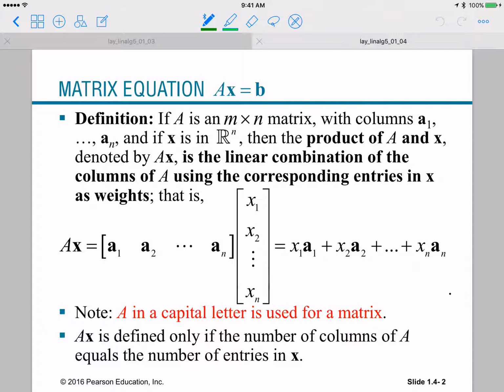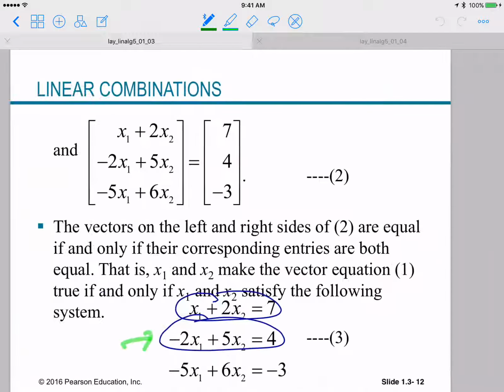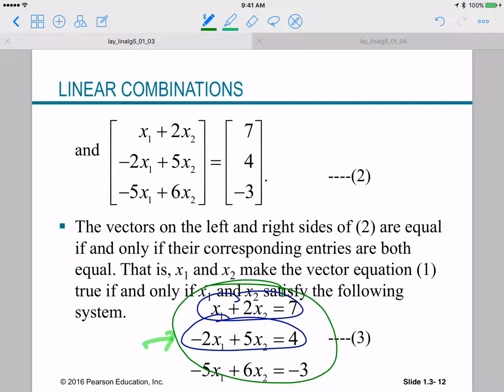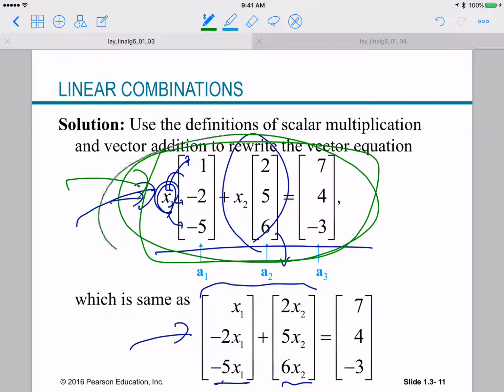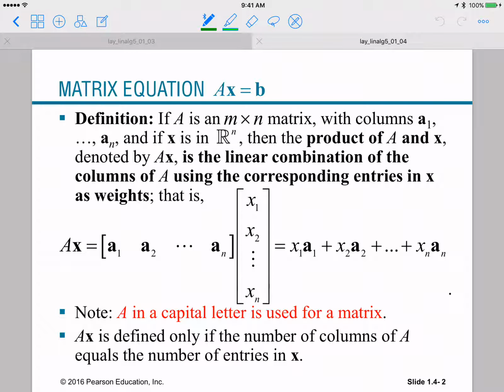In the previous chapter we studied the vector equation, right? And we now know a vector equation is the same as a linear system. Now it's time to learn about the matrix equation. This matrix equation is nothing but a matrix representation of a vector equation. In this example, this set of equations is the same as this vector equation, and this vector equation can actually be written in a simpler form.